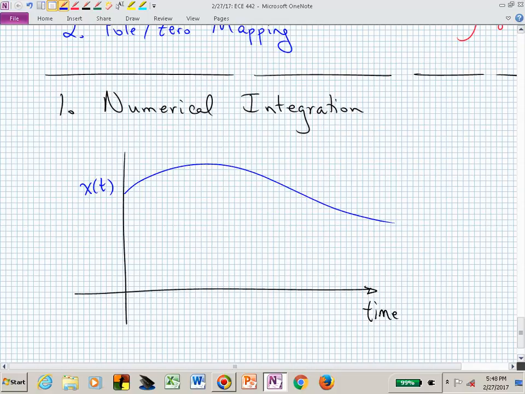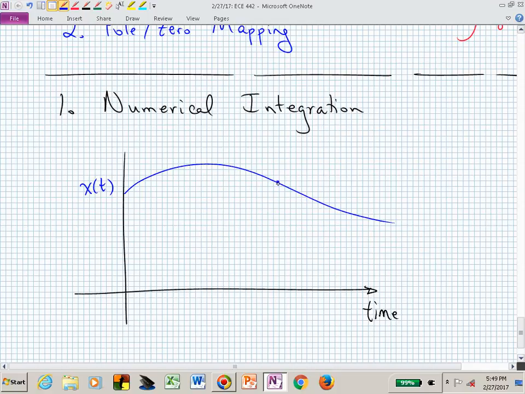We went back to calculus and they said, let's do an integral. Then what are we doing? We're finding the area underneath the curve. Now we have the curve, x of t. We want to know how we find the area underneath that curve, and we'll call that area y of t.